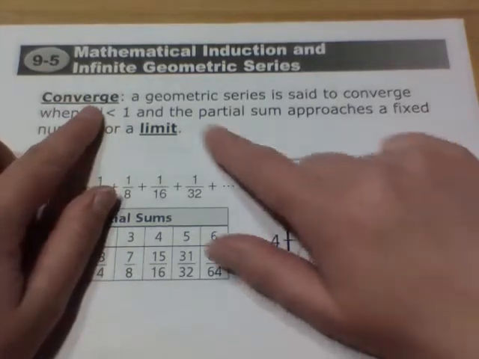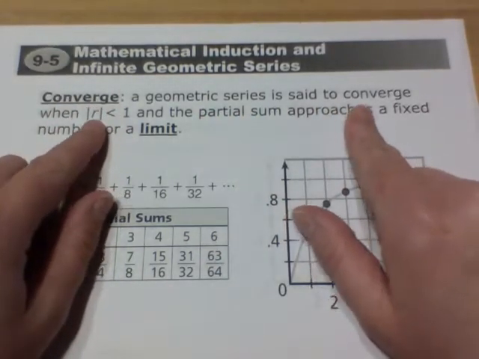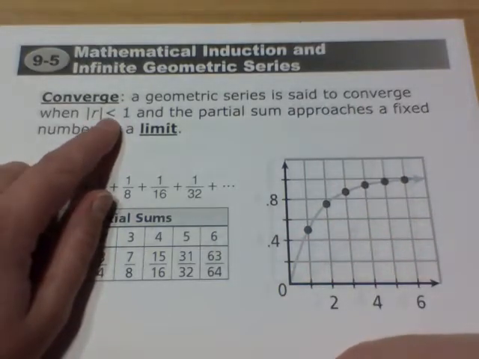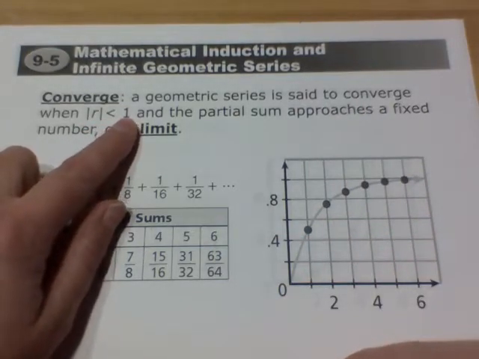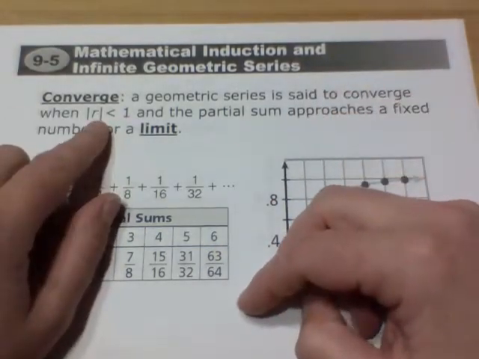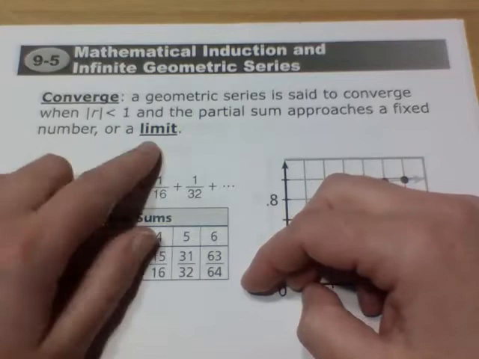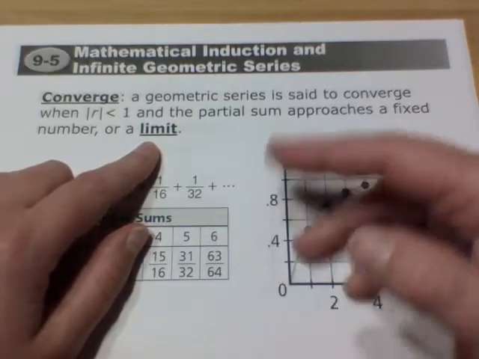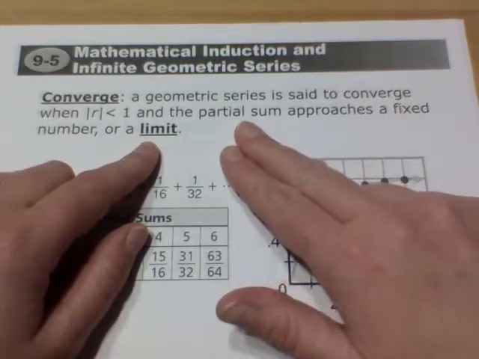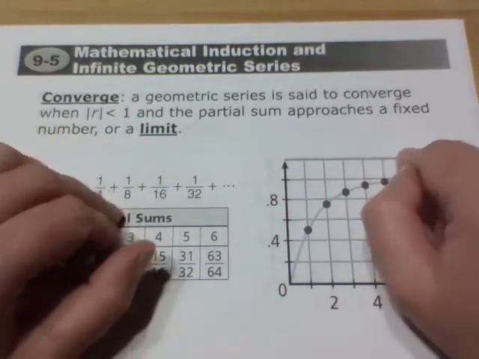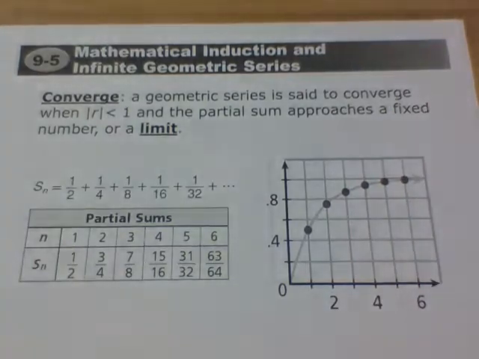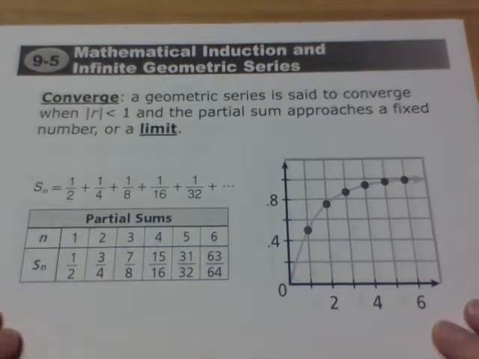So in order to converge, a geometric series has to have an r, that common ratio, that is less than 1. And so it can be a negative fraction or a positive fraction, again, something less than 1. And if that happens, that partial sum or that infinite sum approaches a fixed number or a limit. And because it approaches that fixed number, you can then predict what's going to happen an infinite amount of times after that. So that's the idea of converge.